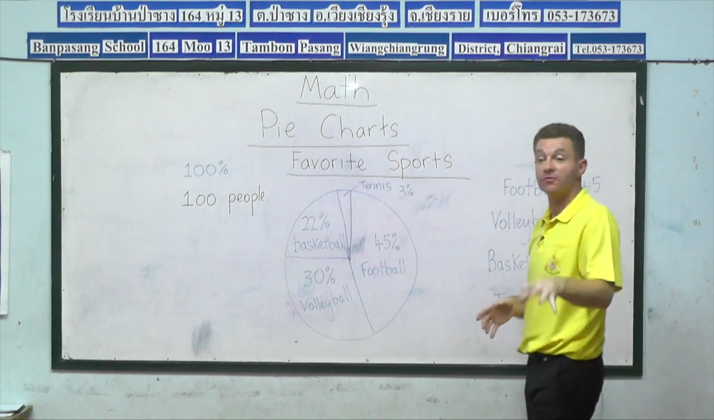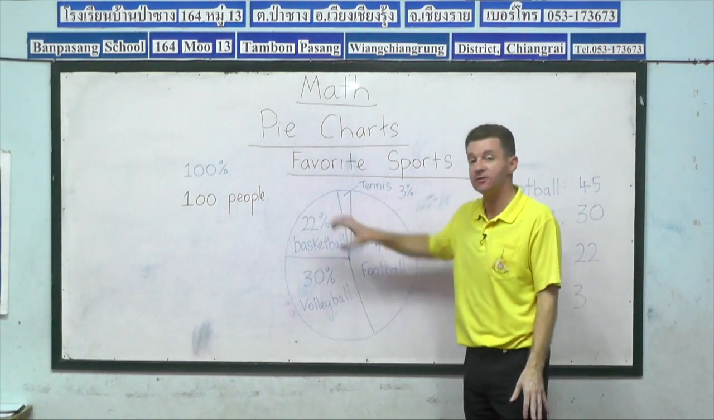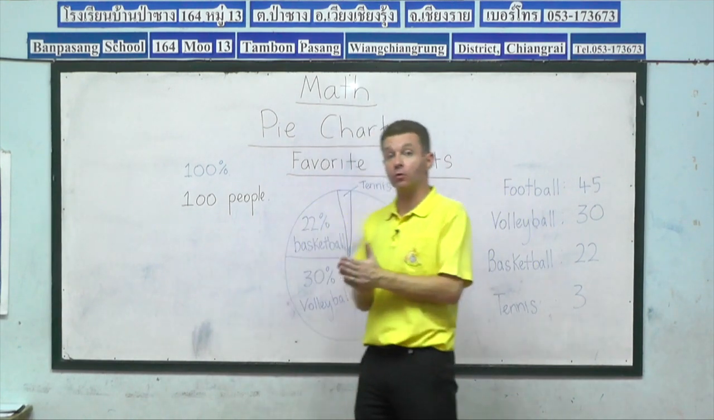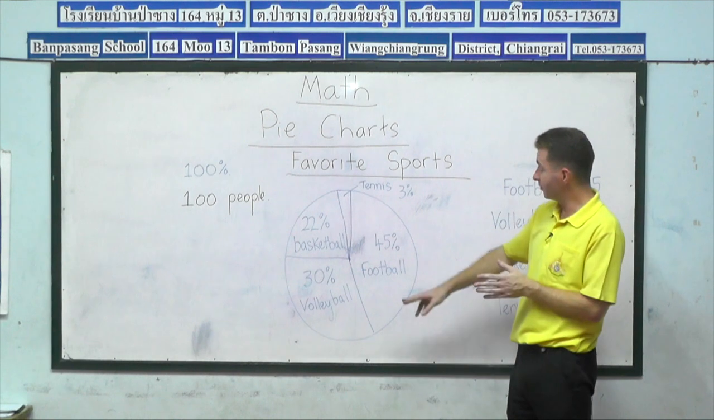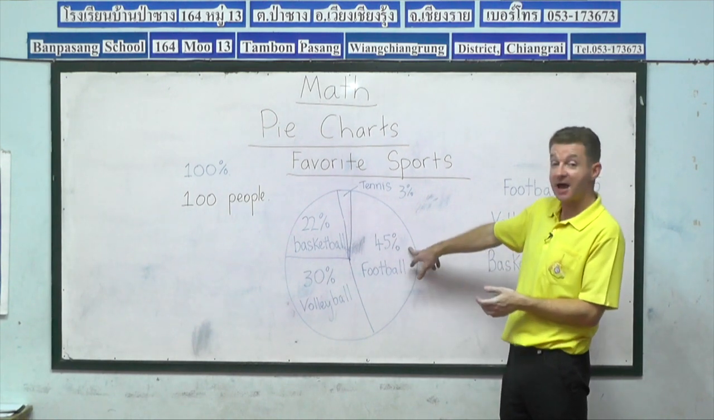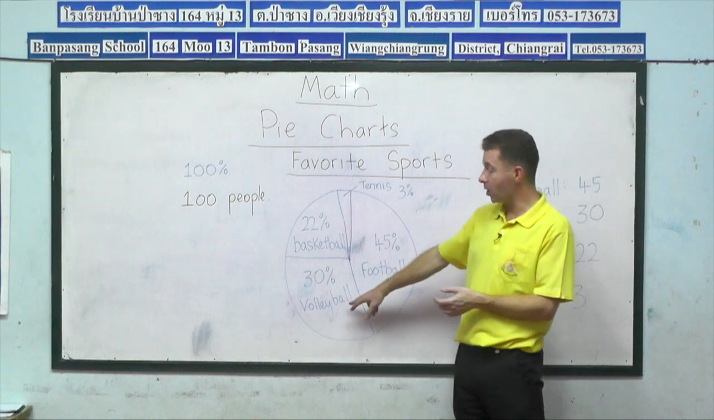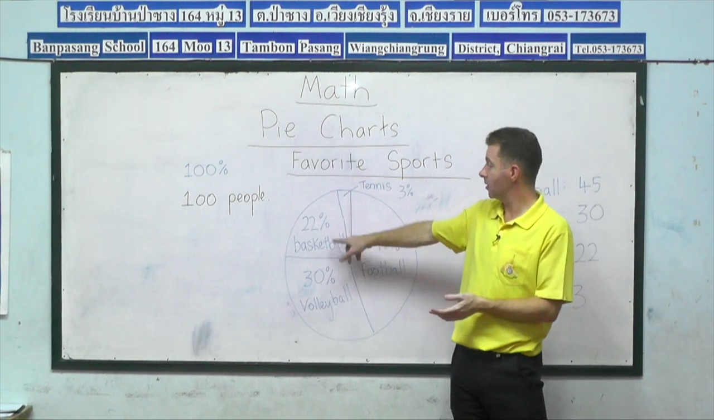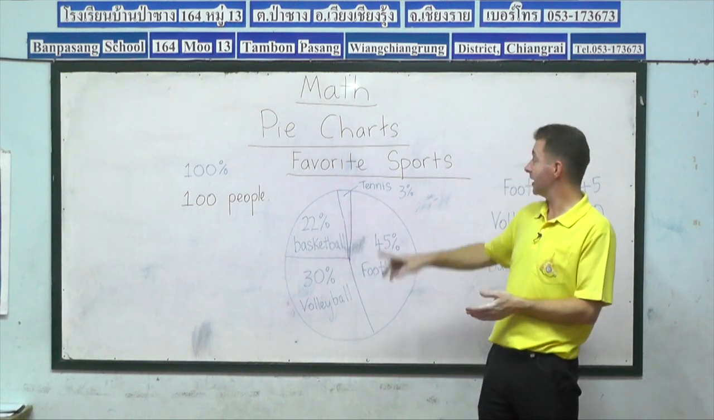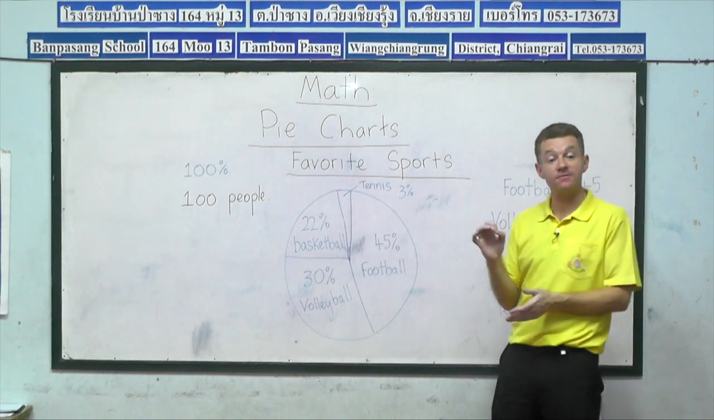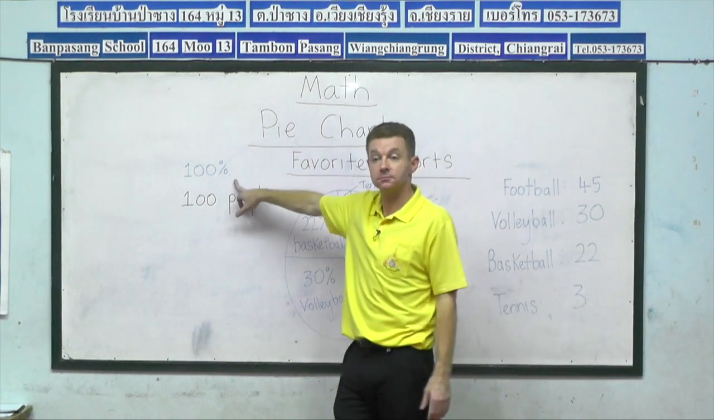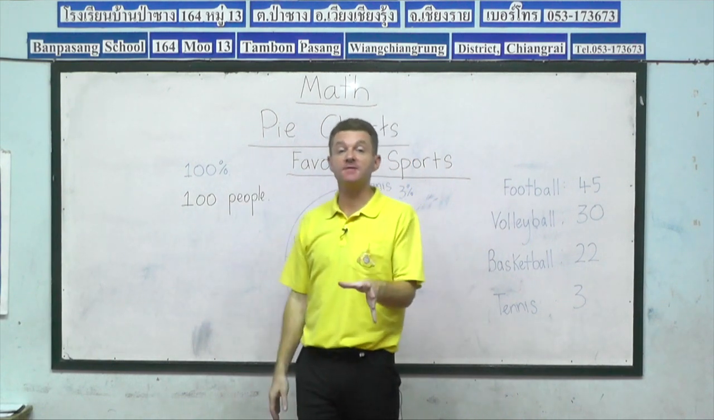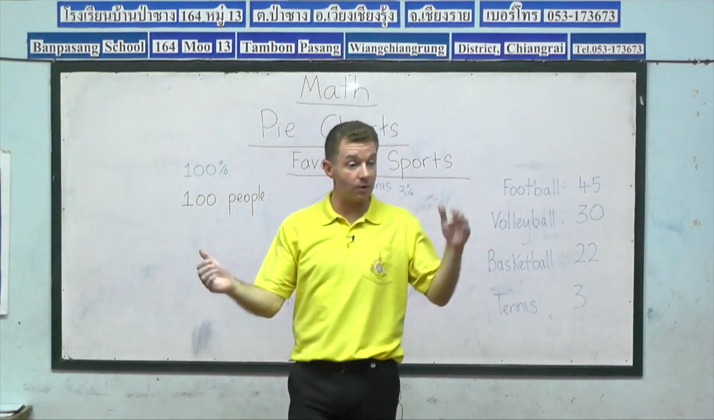Ideally, when you come to do yours, use different colors for each of the sections. But because I'm doing a board demonstration, I only have the one color to work with. So we can say football, 45%. Volleyball, 30%. Basketball, 22%, tennis, 3%, altogether, 100%. And that's how we create and read our own pie chart, guys. Very well done, well followed.